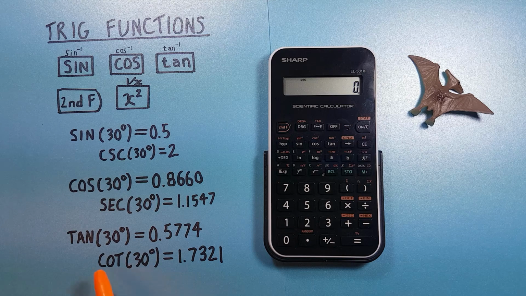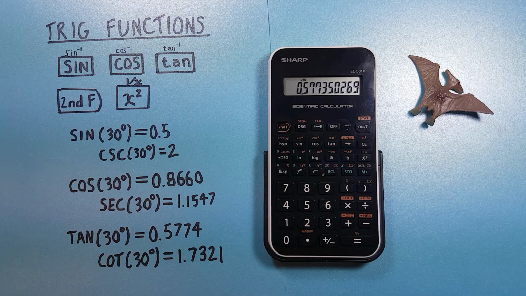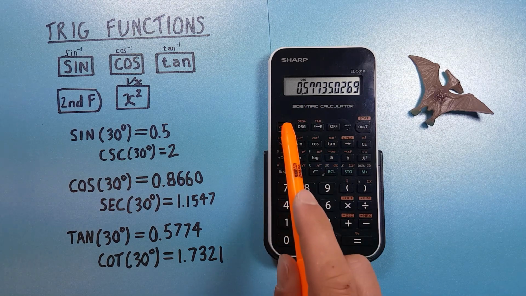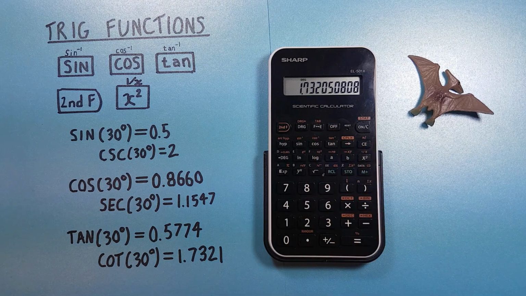For cotangent, we use tan. So again, 30 tan, there's our 0.5774. And then the second function inverse gives us a cotangent of 30 degrees of 1.7321.